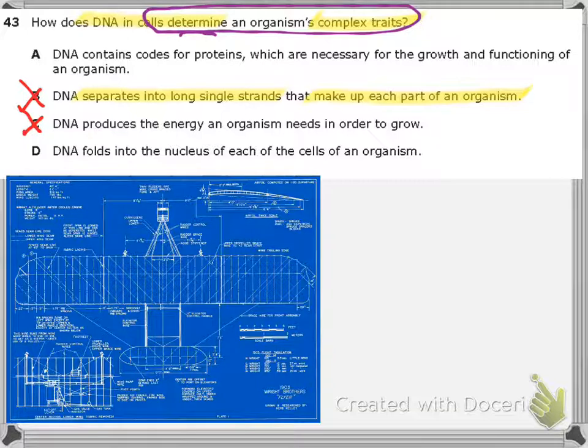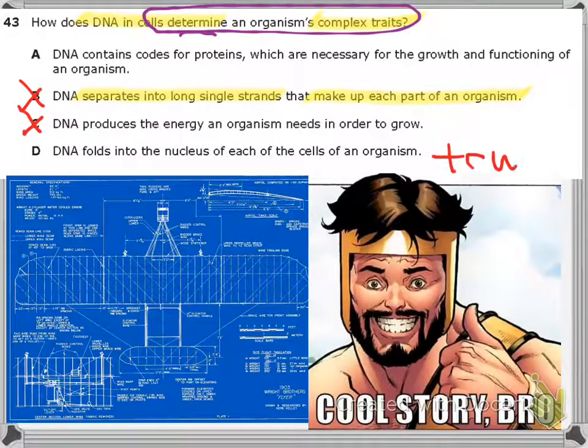D says DNA folds into the nucleus of each cell, each of the cells of an organism. Well, okay, again, we got to remember the answer should be relevant to the question. Is DNA in the nucleus? Absolutely. Awesome. It's right there. That's true. Is that relevant to how it determines traits? No, it's not. Right? So, what is relevant to how it determines traits?